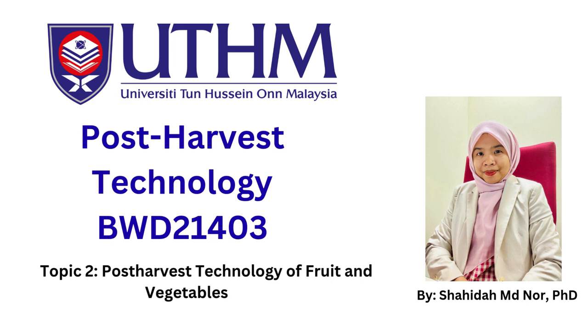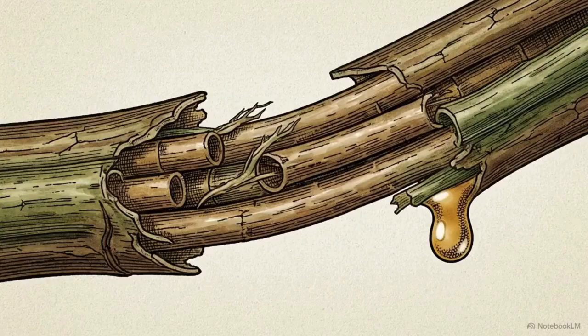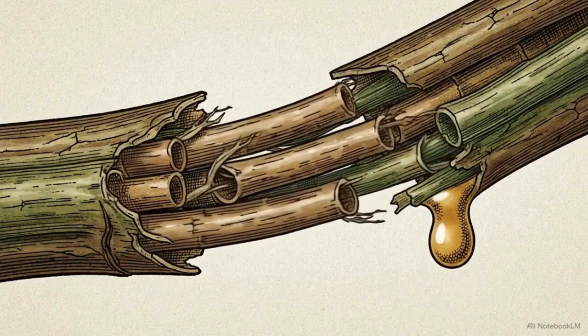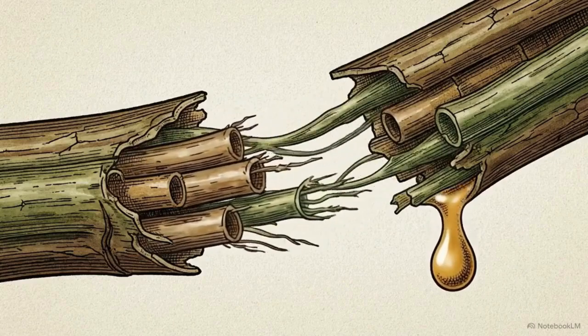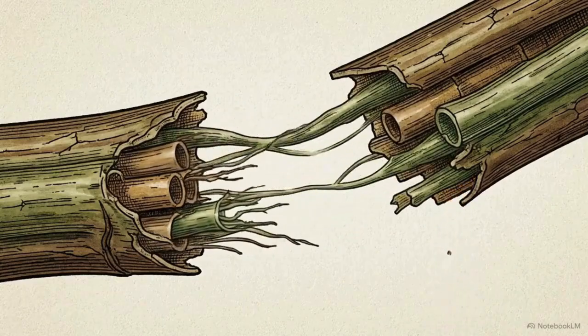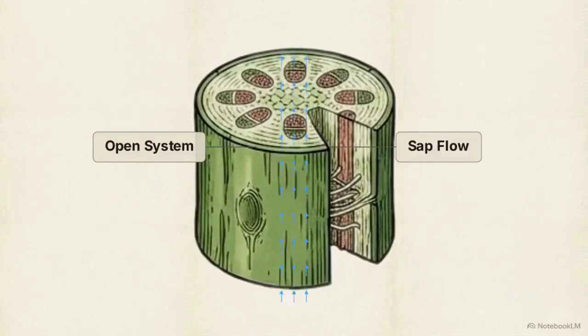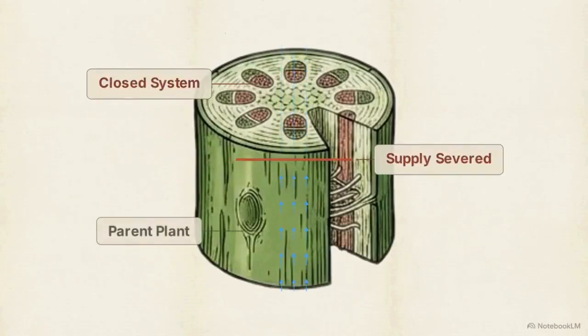We will continue with topic 2. Harvest is a mechanical severance. The moment a fruit is separated from its parent plant, the vascular tissues snap, instantly halting the upward flow of hydrating sap, minerals, and complex nutrients.